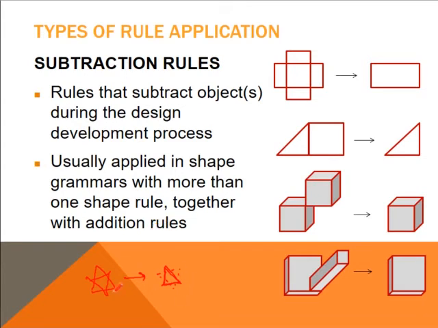So when you begin the design process, you start off with this star shape, and then you apply the rule. It becomes like this, and then that's it. Nothing else. You cannot do anything else because this shape is already different from the rule, so you cannot apply any other rules to this shape. That's why subtraction rules only work with shape grammars with more than one rule. It doesn't work in a single rule shape grammar.